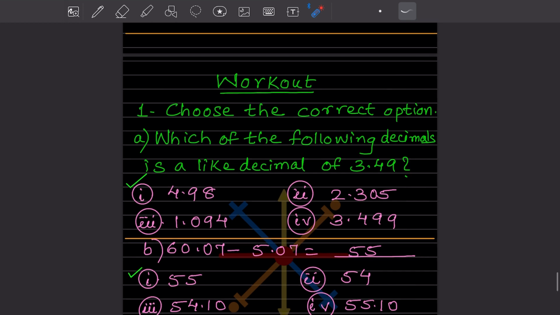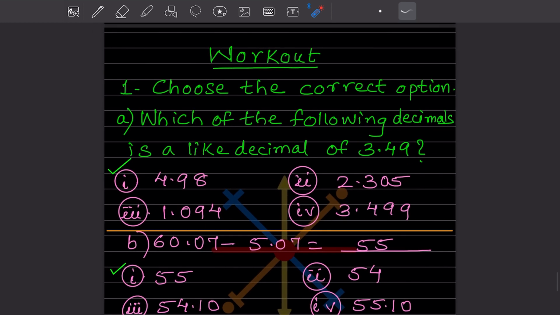Now, see here, they say choose the correct option. Which of the following decimals is like 3.49? 3.49 means after the point there are two numbers. Can you see after the point there are two numbers here? Here there are three after the point, here three, here three. So this is the correct option.